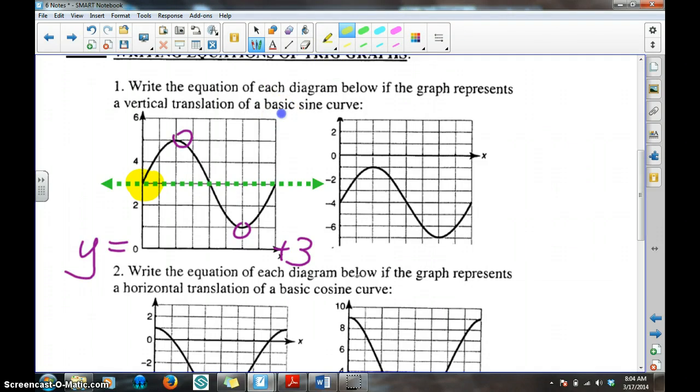So the fake origin, or the intersection of the midline and the y-axis. That intersection, if it hits the graph, makes the graph a sine curve, and if it misses the graph, makes the graph a cosine curve.